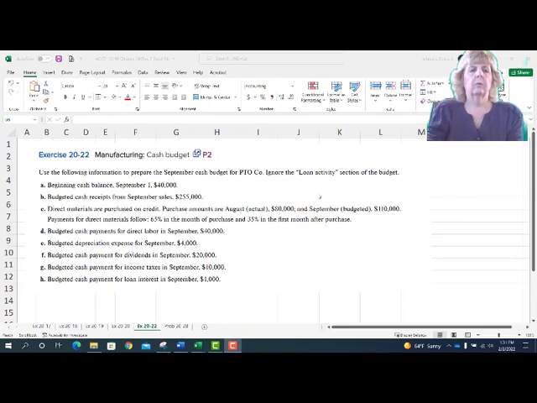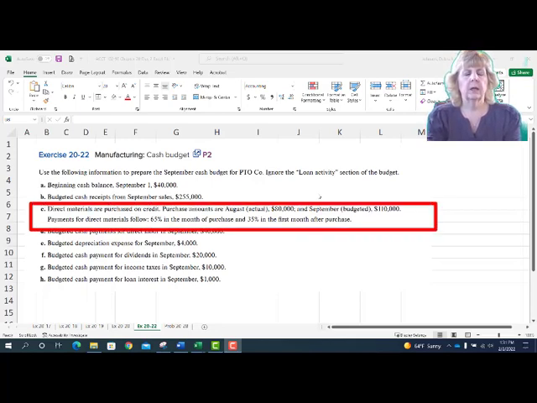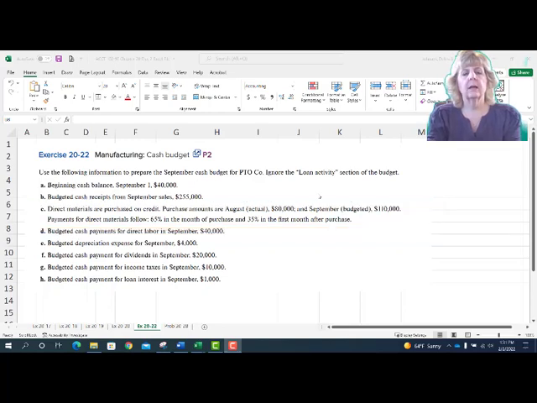On this next problem, it's a little bit simpler in that they provided almost all of the numbers. What may be challenging for you is letter C, where they are going to tell you how they want the payments for direct materials timed out. I also wanted to point out letter E. Sometimes the author will throw you a curveball, so take a look at letter E with me.